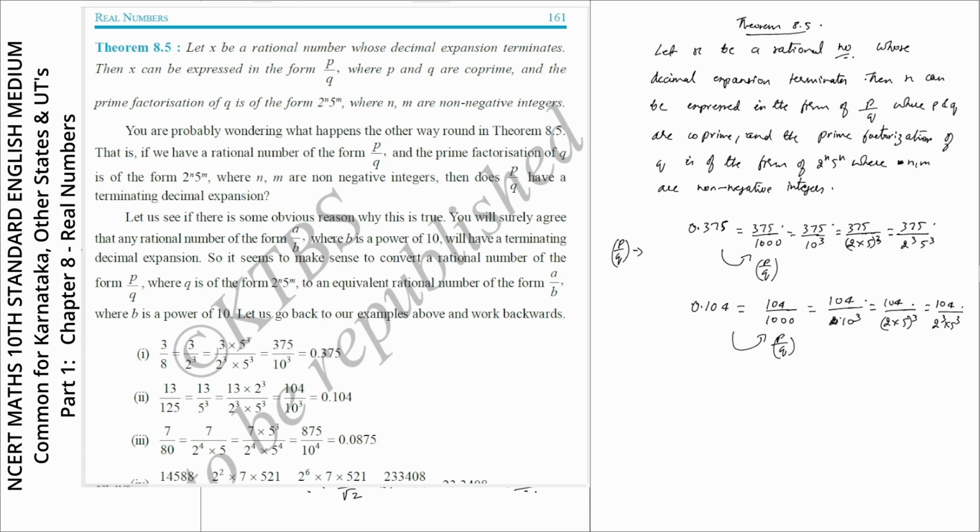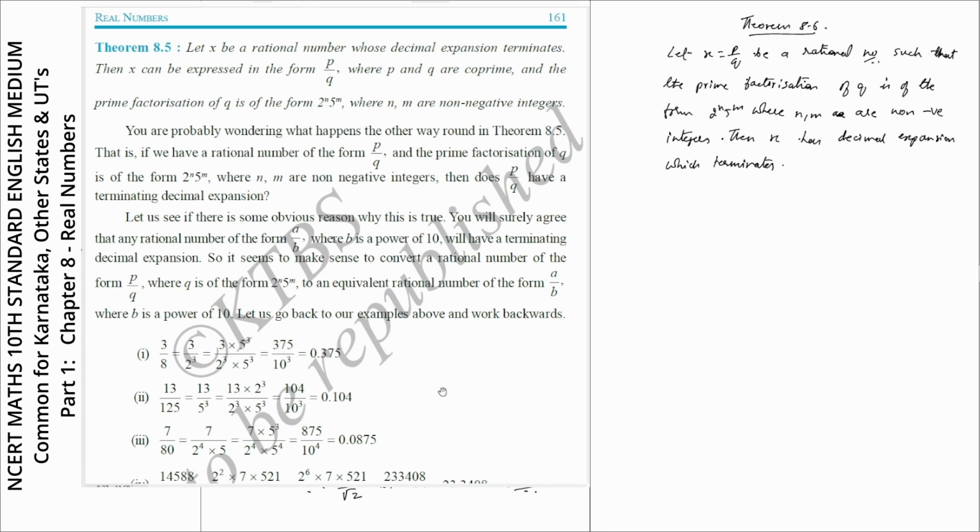So as stated in the statement of this theorem, I have expressed the decimal expansion in the form of p by q, and also I have expressed q in the form of 2 to the power of n into 5 to the power of m.